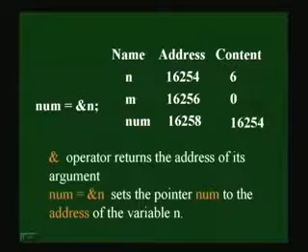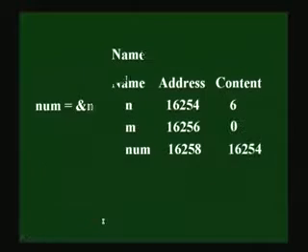So I'm just summarizing this again. You say num is equal to ampersand n, which means it sets the pointer num to the address of the variable n. Okay, so that's one of the basic usages of that.